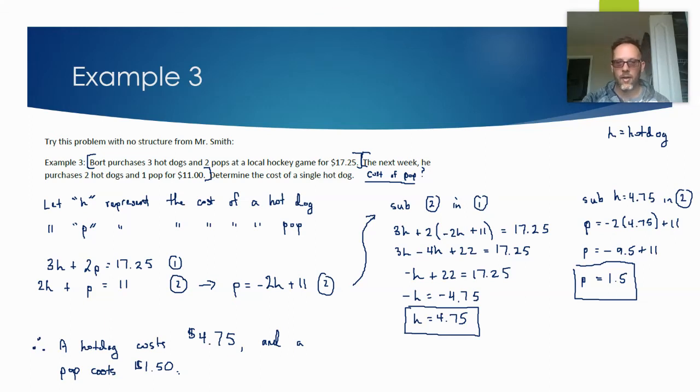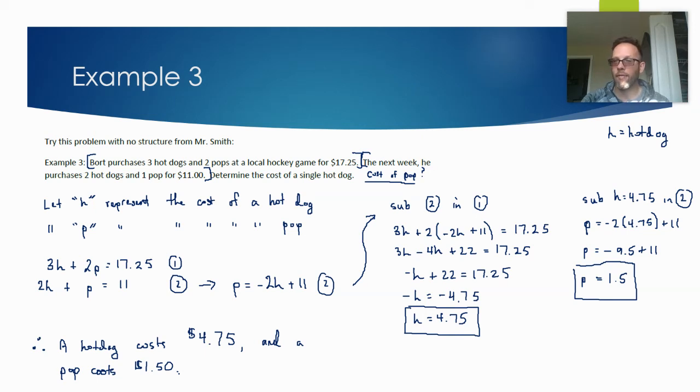All right. And that's easy to check. You could just check. So 2 pops is $3. 3 hot dogs is $14.25. Adds to $17.25. 2 hot dogs is $9.50. Add $1.50. That's $11. So I took 10 seconds. I did the mental math. Or if you're unsure, take a calculator. Take 30 seconds, and you can check your answer here.